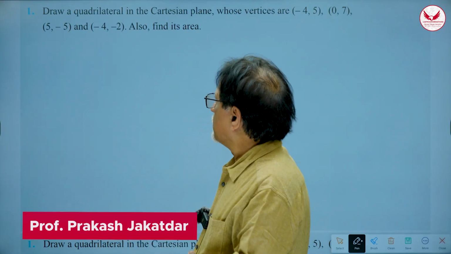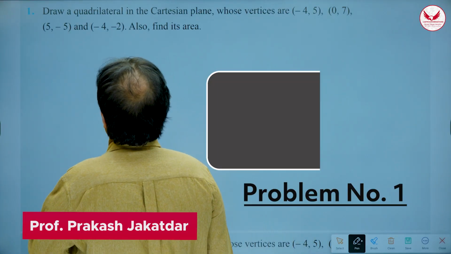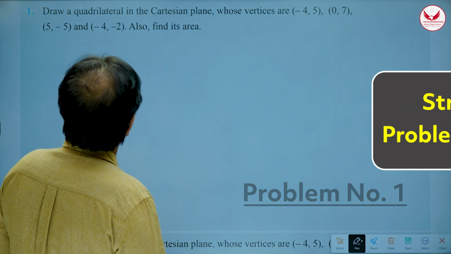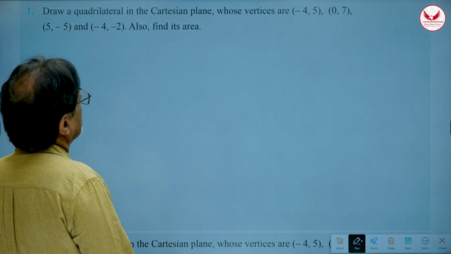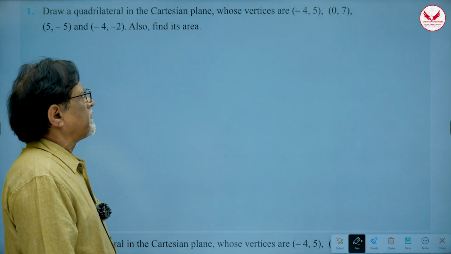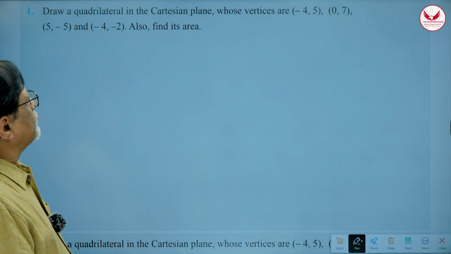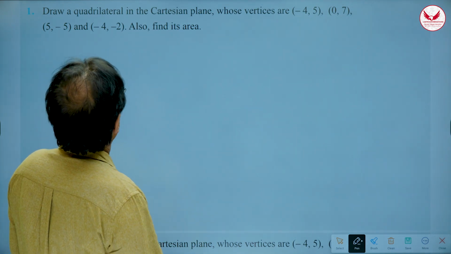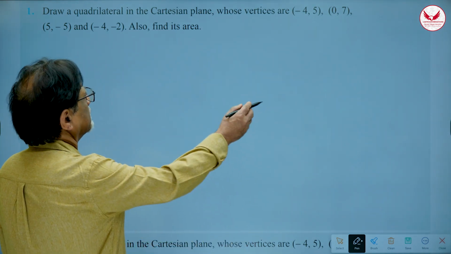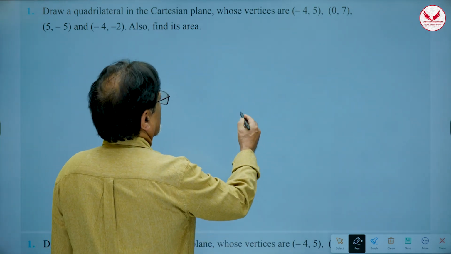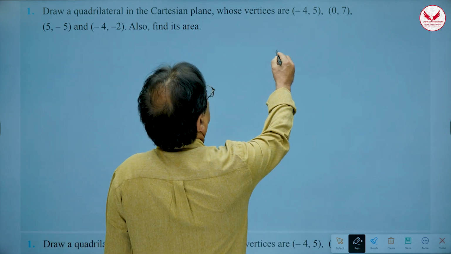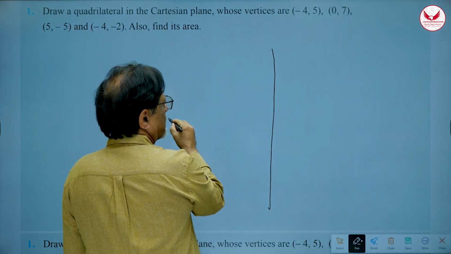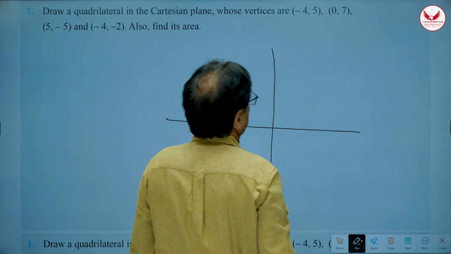Okay. Now students, let us have a look at the first problem on straight lines. The problem is: draw a quadrilateral in the Cartesian plane whose vertices are (-4, 5), (0, 7), (5, -5), (-4, -2), and also find its area. So let us draw these vertices, and later on we will give names to these vertices. Names means labels. We'll associate A, B, C, D to it.